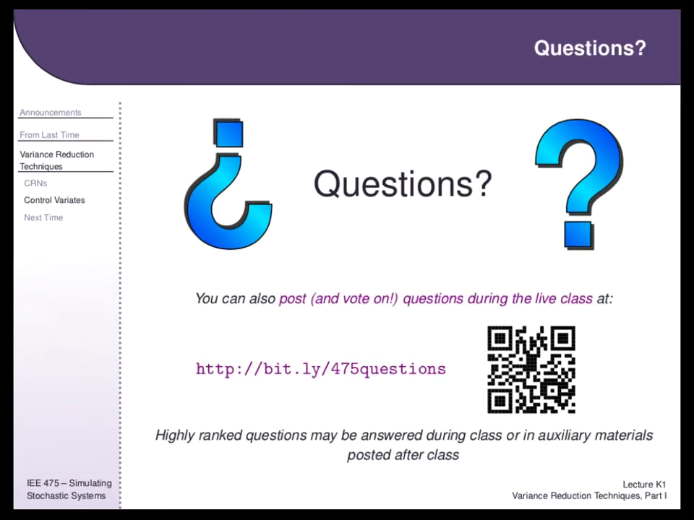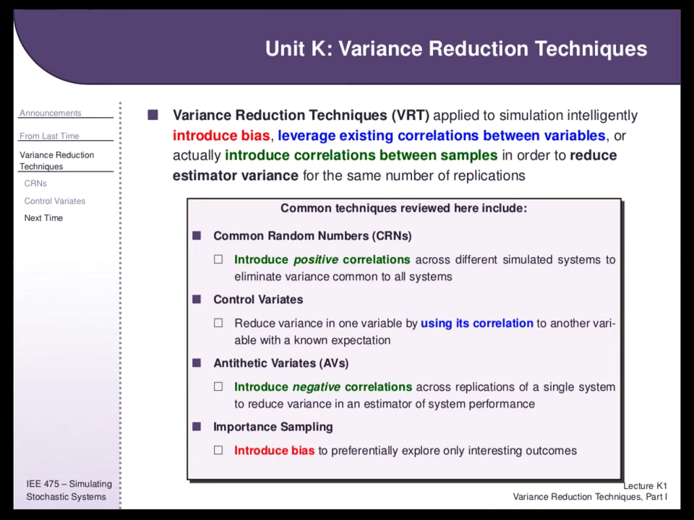So those are the VRTs that we were talking about today, common random numbers and CVs. The last topic we'll talk on Thursday are AVs and importance sampling. And then after that, it's basically just an overview with some more sophisticated examples from SIM that we'll cover on Tuesday of next week, before the final exam review on Tuesday the week after that.